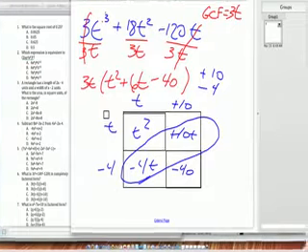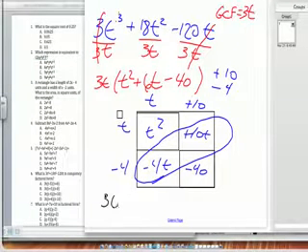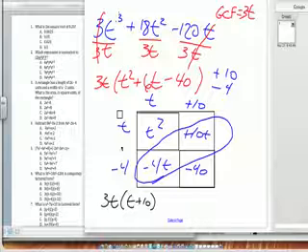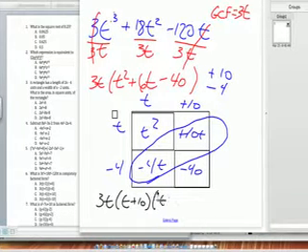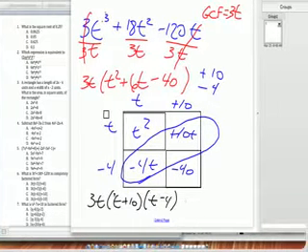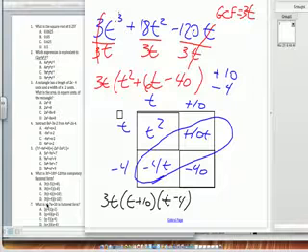So my final factorization, I still have 3t from that greatest common factor, and my factors on top of the box are t plus 10. My factors on the side of the box are t minus 4. And that should match up with letter C. So hope this helps.